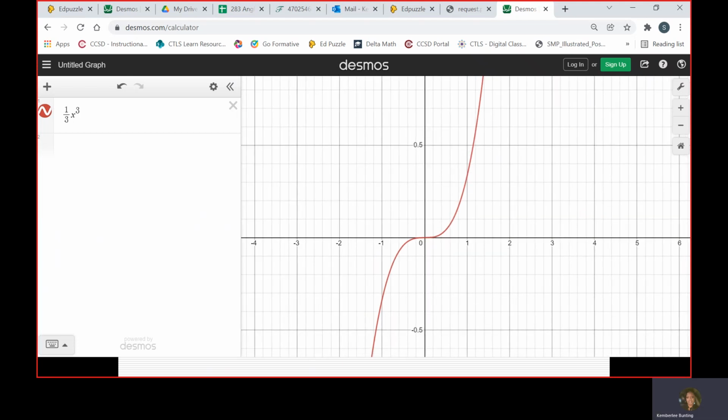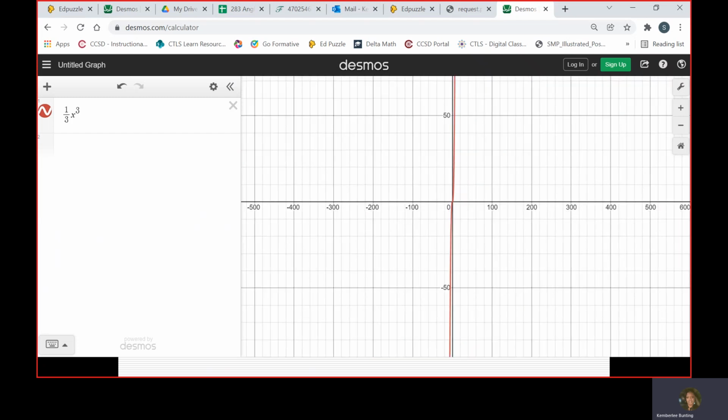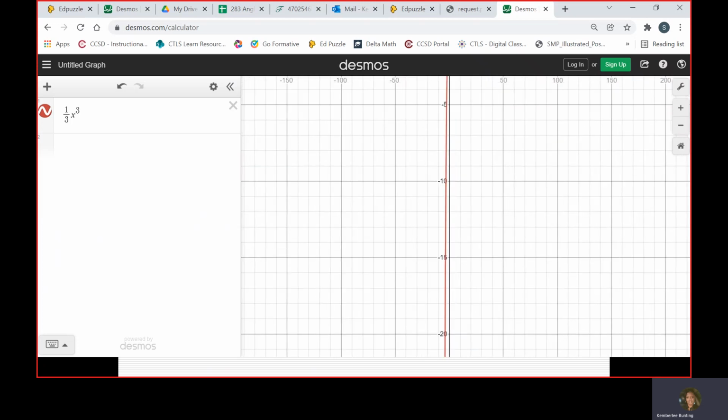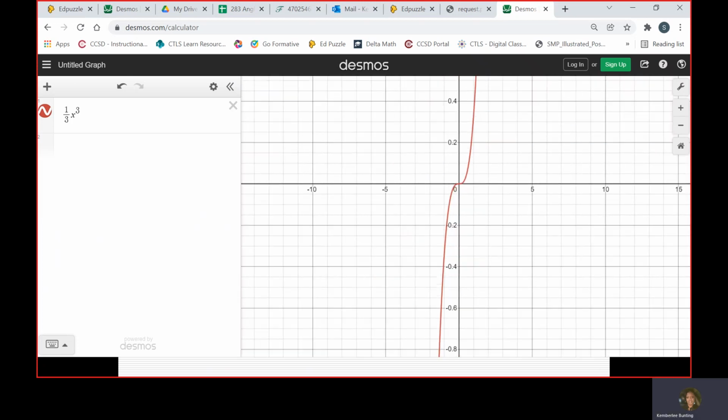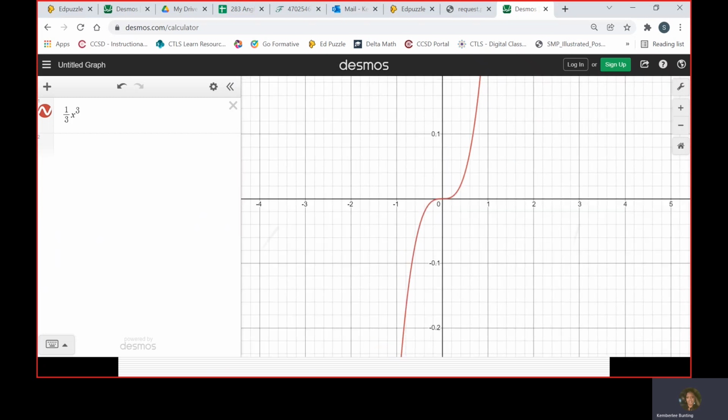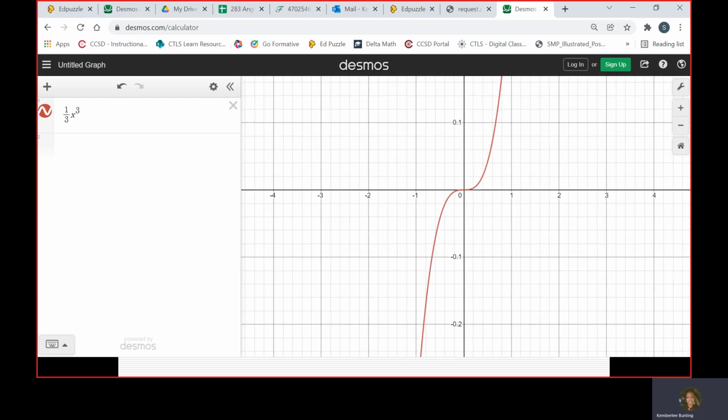Do you see how it goes up and down forever and ever, no matter how much I zoom out? Well, you can't see it anymore, but y'all get what I'm saying. This is an example of when the range is all real numbers. It goes up forever and it goes down forever.